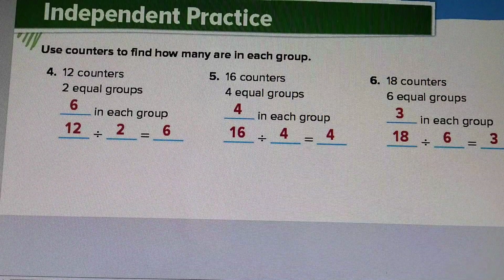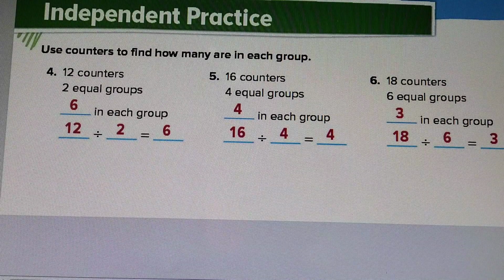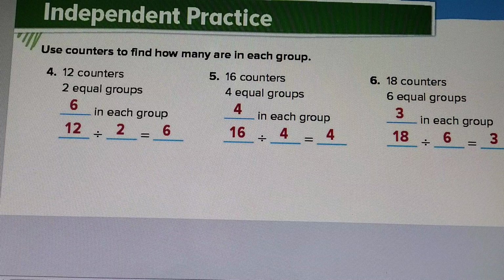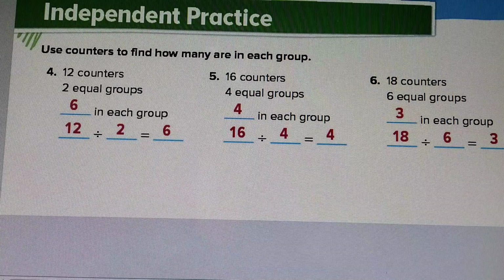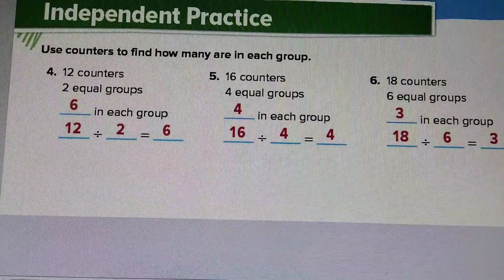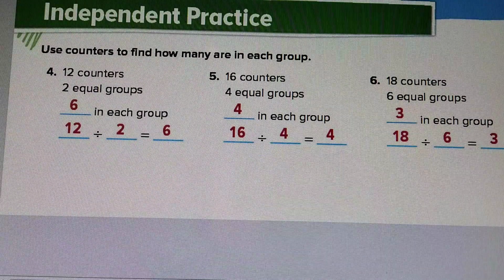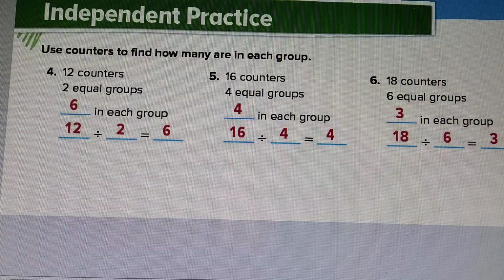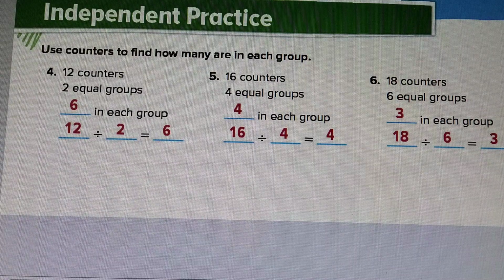So on number 4, you'll have 6 in each group. 12 divided by 2 equals 6. In number 5, you'll have 4 in each group. 16 divided by 4 equals 4. And number 6, you'll have 18 counters divided by 6 equals 3 in each group.